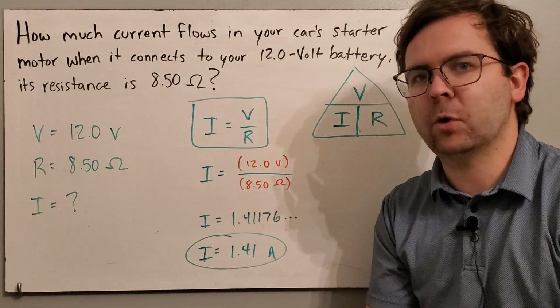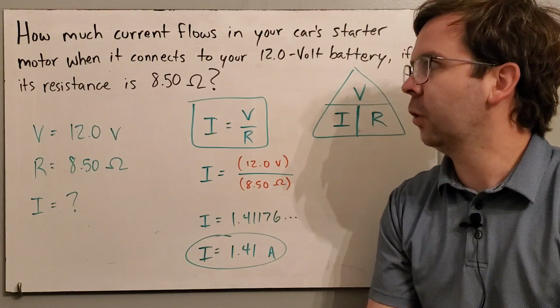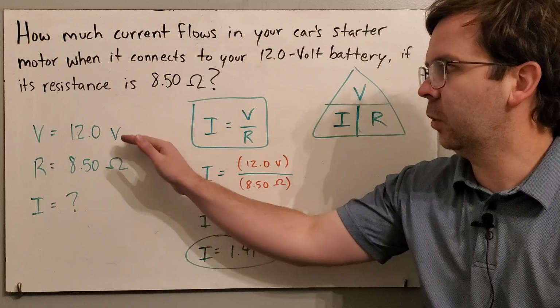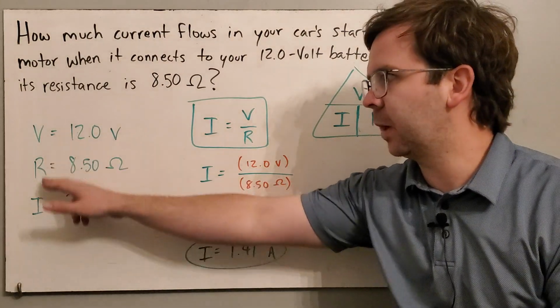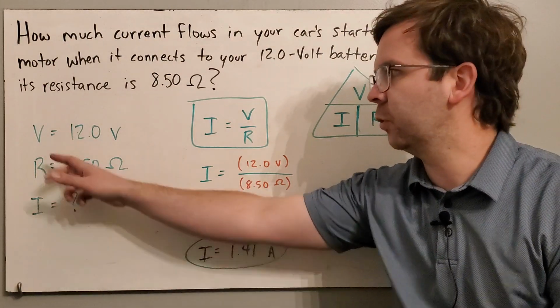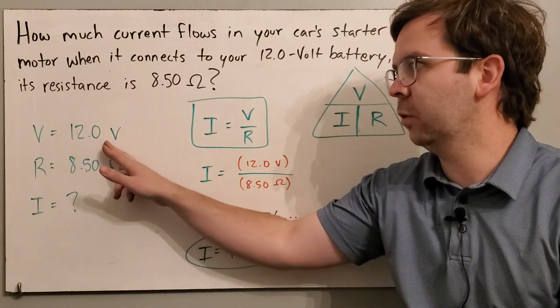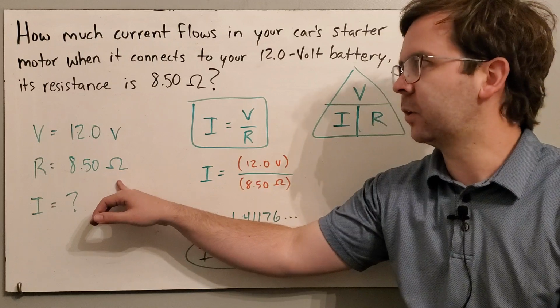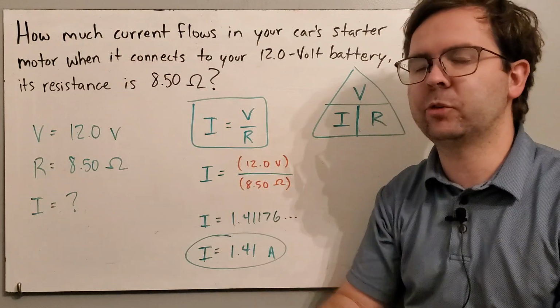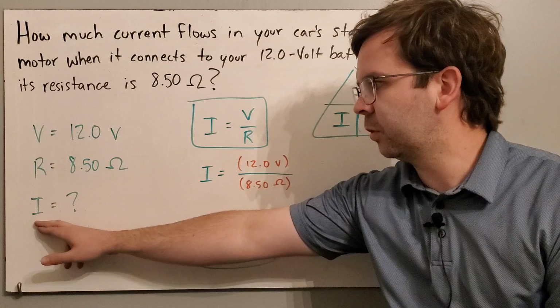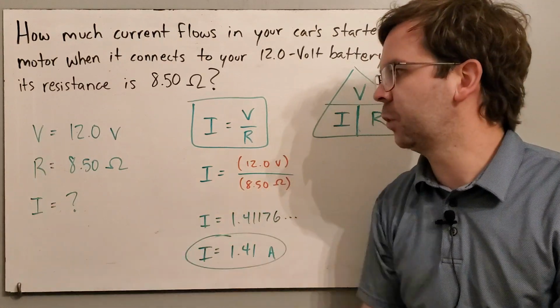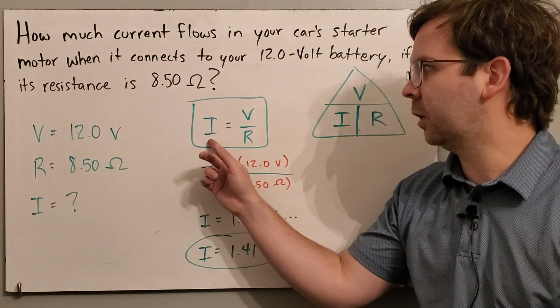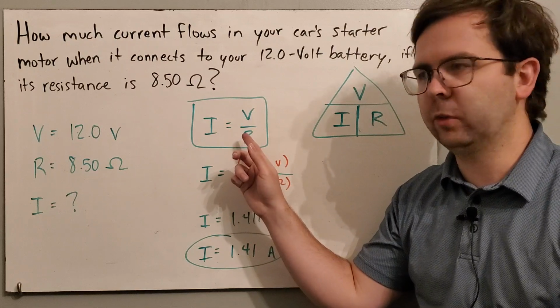is 8.50 ohms? So I start by labeling the things that I know and what I don't know using the mathematical symbols with Ohm's law. So the voltage is 12.0 volts. The resistance is 8.5 ohms, and the current is what I'm looking for. So it's how much current. Current is symbolized by the letter I. So Ohm's law says the current is equal to the voltage over the resistance.